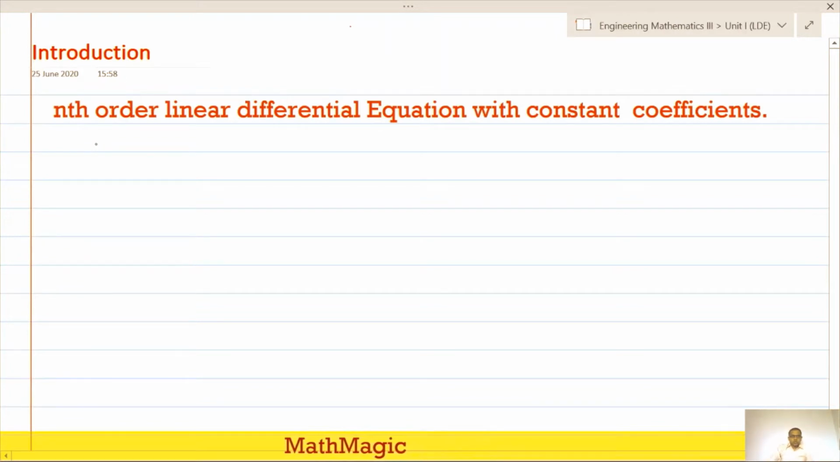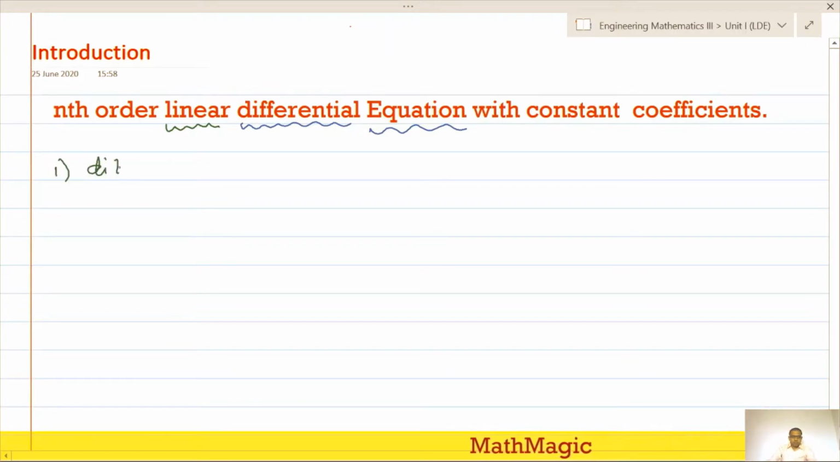Today we are going to start the concept of nth order linear differential equation with constant coefficient. Before starting the concept, first we'll see the basics about the differential equation: what is meant by differential equation, and after that what is meant by linear differential equation. This is very important to understand the meaning of differential equation, and then we discuss nth order linear differential equation. So let us see, first, a differential equation.